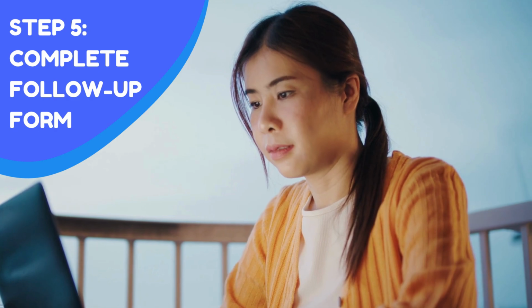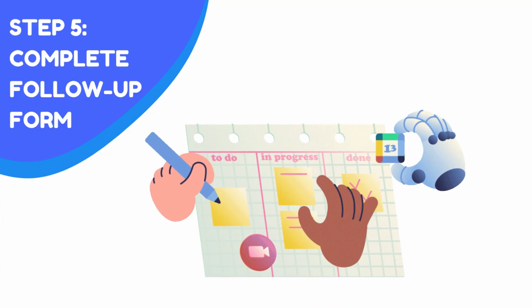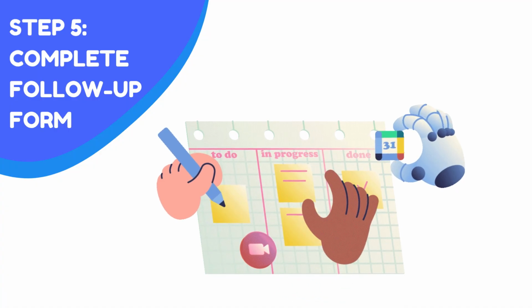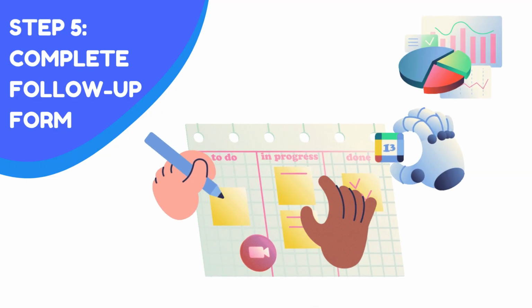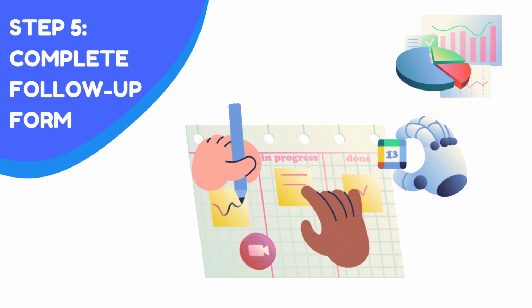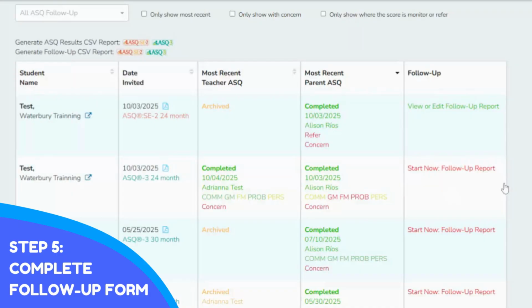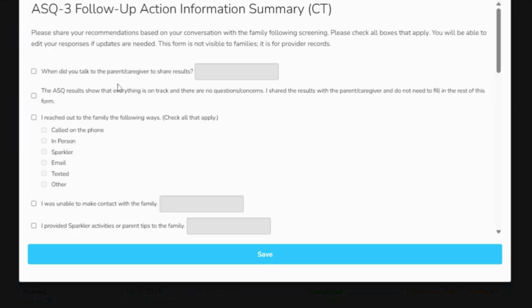Step 5. You complete the follow-up form in Sparkler's dashboard with your recommendations to the family. The follow-up form is simple, but it's really important for your program because it helps you keep track of which families you have followed up with and which ones you haven't. It also provides data on what services have been recommended or accessed based on family screenings. The follow-up report will show in green if it has been completed, and it will show in red if it has not been completed. Let's go into the follow-up form.